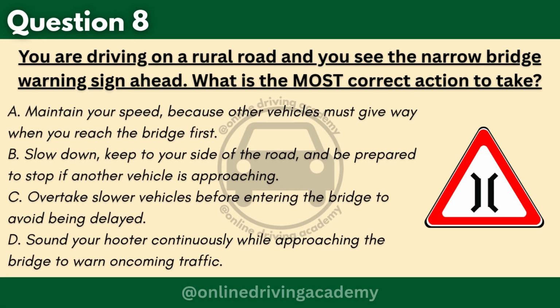Question 8. You are driving on a rural road and you see the narrow bridge warning sign ahead. What is the most correct action to take? Is it option A, maintain your speed because the other vehicles must give way when you reach the bridge first?